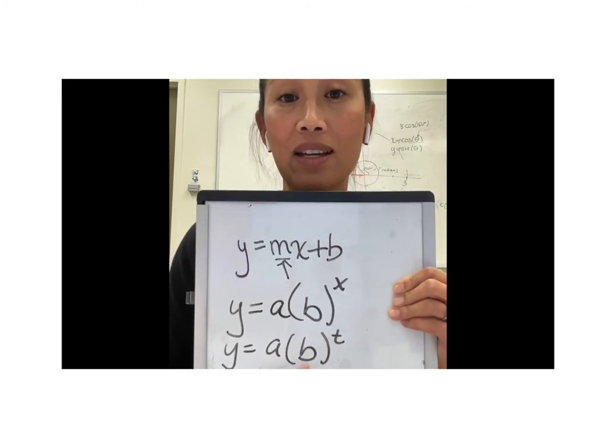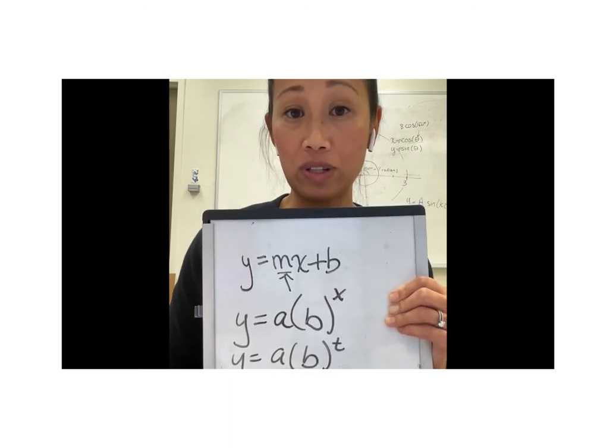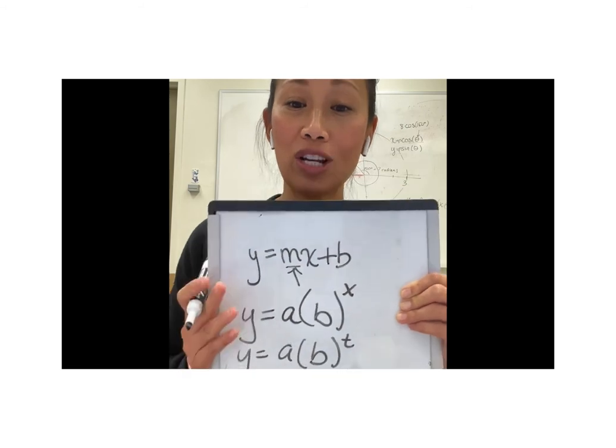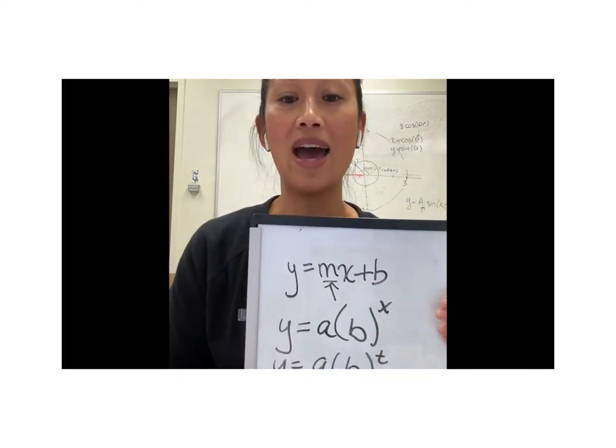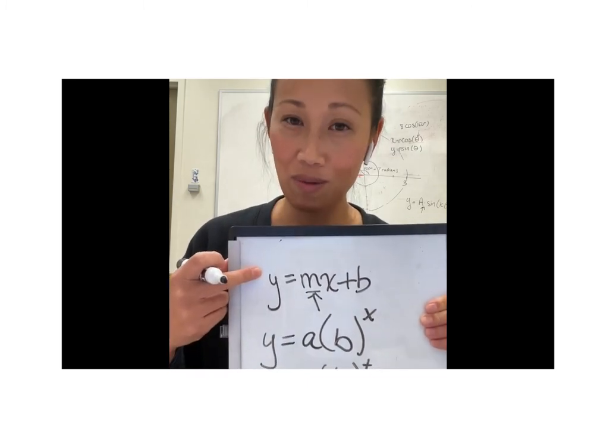So b is going to tell you if that exponential function is increasing by some percent or if it's decreasing by some percent. So you're going to learn how to write these equations for exponential functions, and then you're also going to be comparing exponential growth and decay to linear growth and decay.